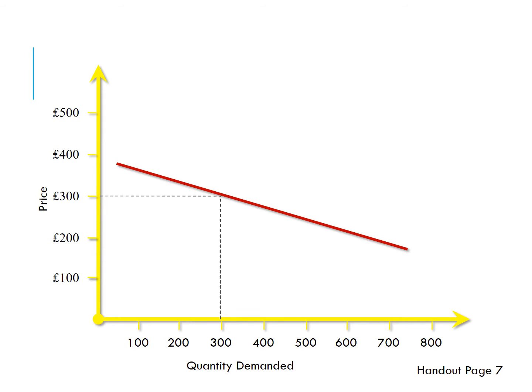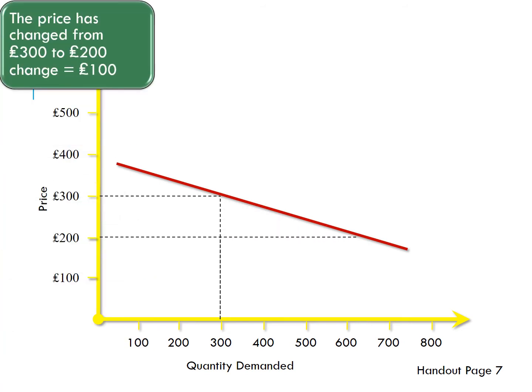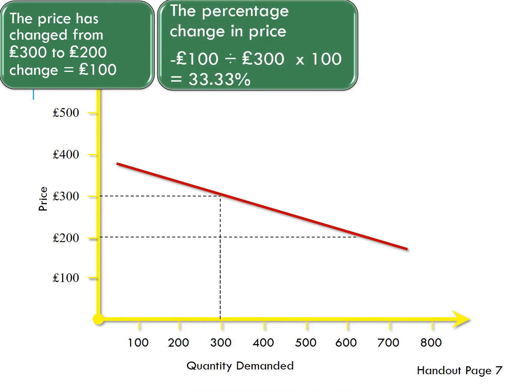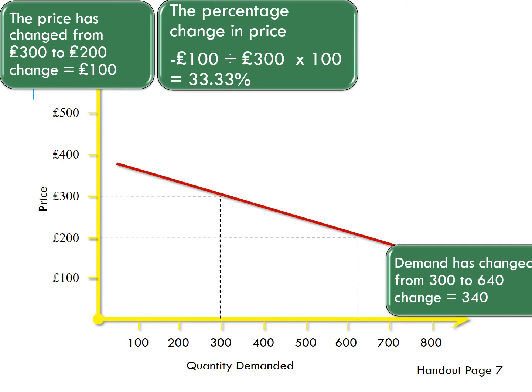So let's have a look at an example here. We've got a price of £300 for a particular product and the quantity demanded is 300. If the price was to change to £200, that's a fall of £100, and we can see that change in price would lead to a movement along the demand curve, and now our demand would increase to 640. So we can work out the percentage change in demand and the percentage change in price. Up here we have the percentage change in price. Price has fallen by 100 divided by the original price 300, so that's a minus 33.33% decrease in the price.